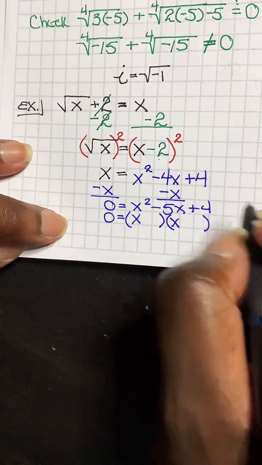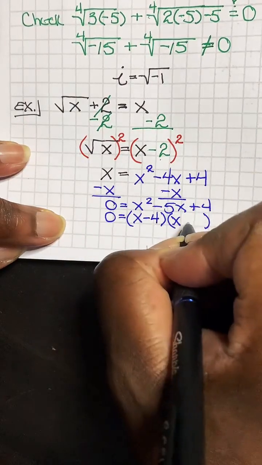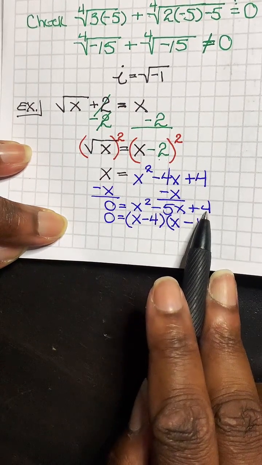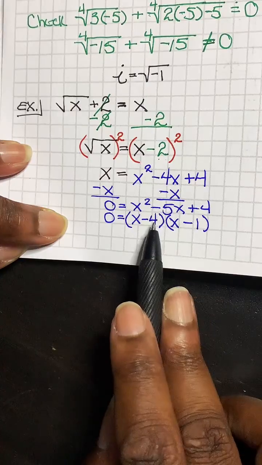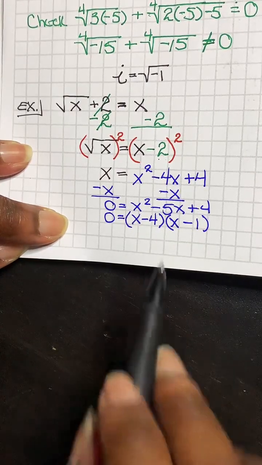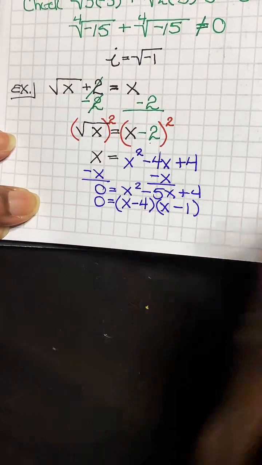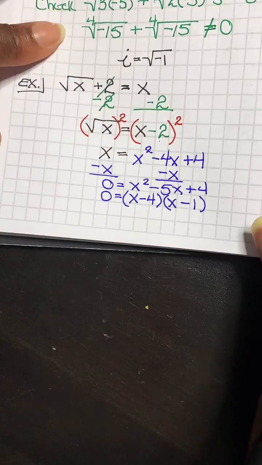There we go. So you have your negative 4 and negative 1. A negative times a negative gives me a positive, and a negative plus a negative keeps it negative, so you're adding them together. So now all we have to do is set those equal to 0 so we can find what our final answers are.